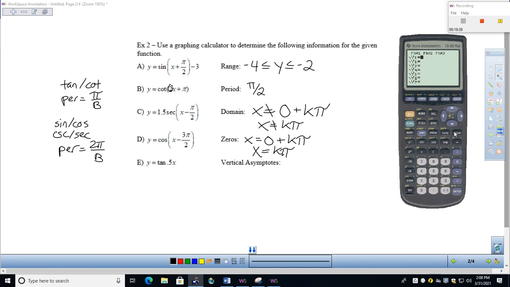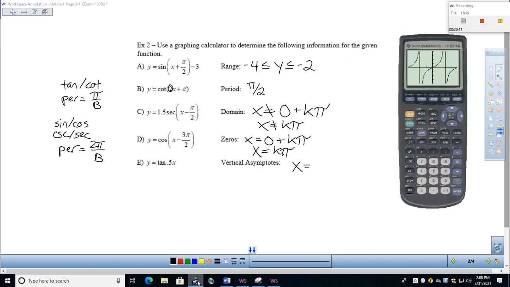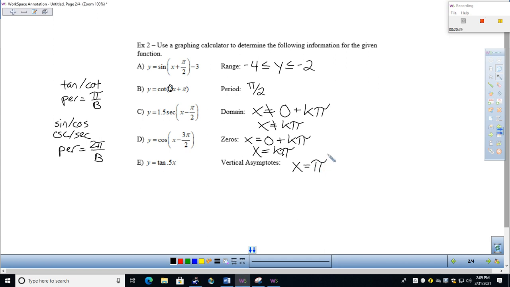So typing in, looks like just tangent, 0.5x. Going to hit graph. Okay, I like it. So vertical asymptotes here. Seeing a couple that jump out at me. You know, there's one right there and there's one right there. So where do I see a vertical asymptote? Well, because it is a vertical line, every vertical line has the equation of x equals. And so for me, the primary one, so to speak, that just jumps out at me would be this one right here. And that is when x is equal to pi. So on this vertical line, we have x values of pi. So the equation is x equals pi.